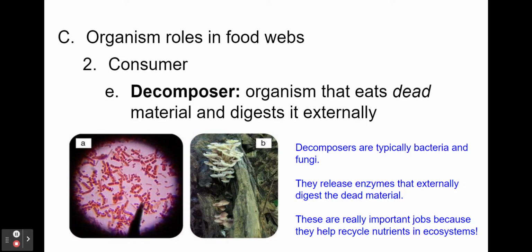Think about secreting acid onto a dead log that breaks down the dead log into mush, and then that mush is moved into the cells of the decomposing fungus that's eating the dead log. Decomposers are really important in an ecosystem because they help recycle nutrients. They free up all of the matter and energy that's in those dead things and allow other organisms to access it.